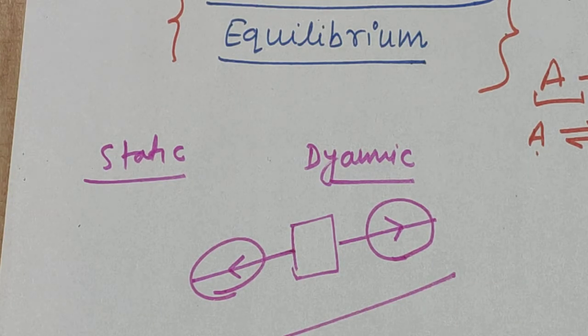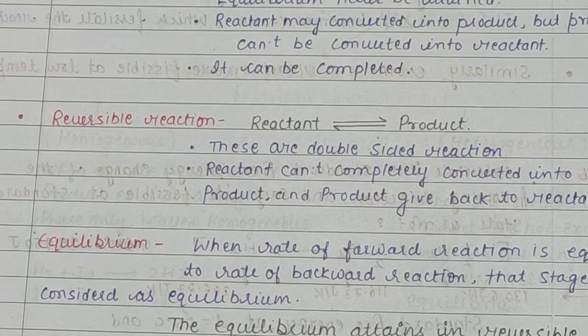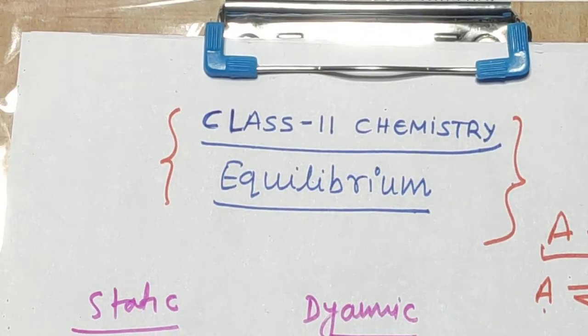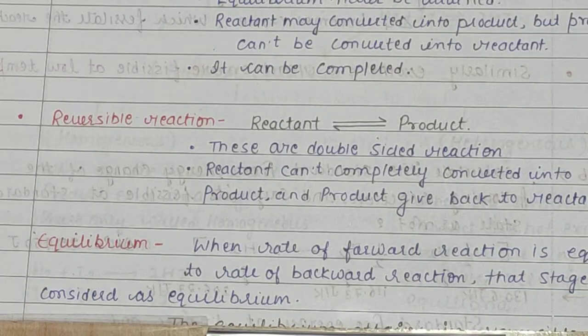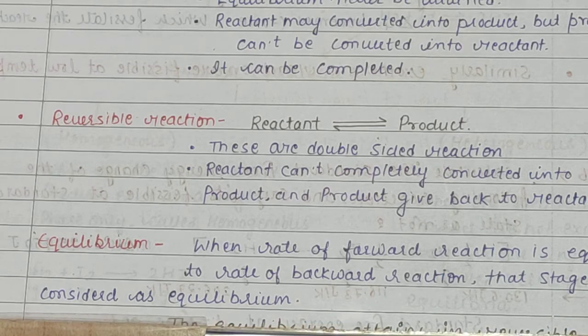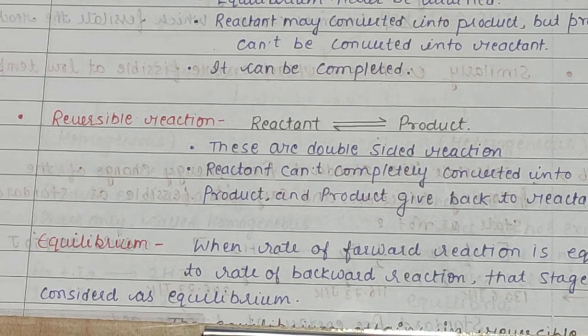So what is dynamic equilibrium, which we just explained? When the rate of forward reaction is equal to the rate of backward reaction, that stage is considered as equilibrium. The equilibrium attained in a reversible reaction is always dynamic. Whatever equilibrium is attained in any reversible reaction will be dynamic equilibrium. It means it can be changed depending upon the reaction conditions. This equilibrium can be changed.